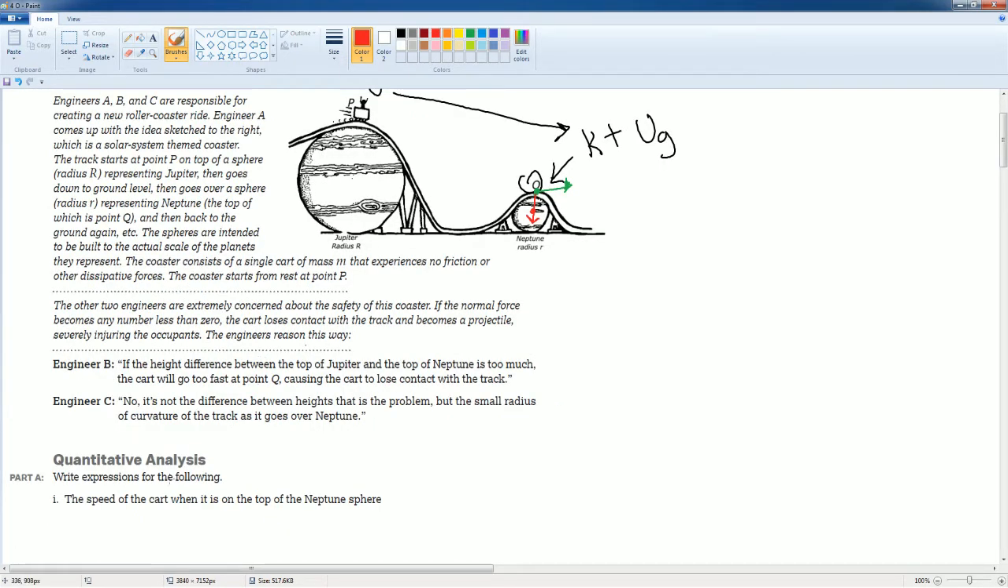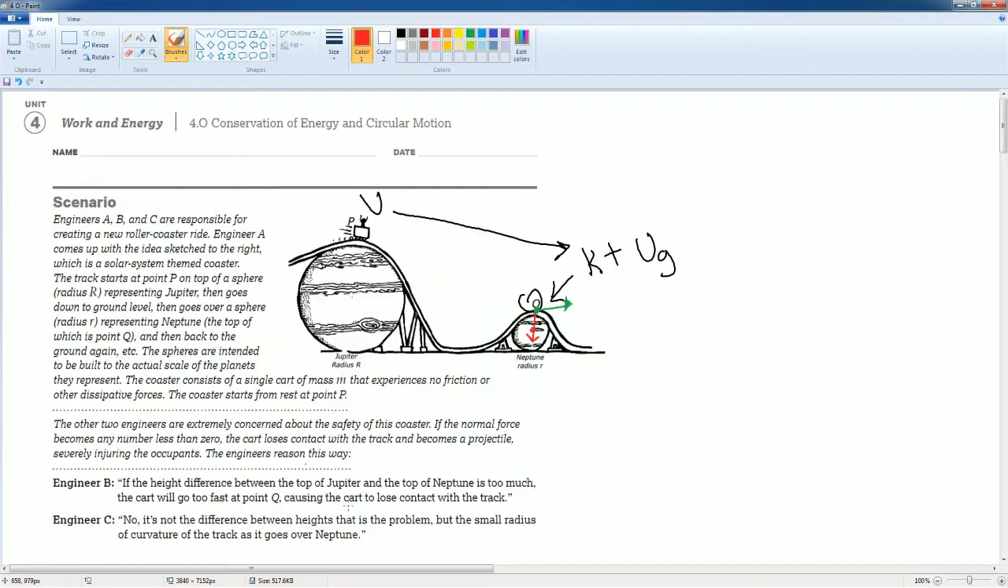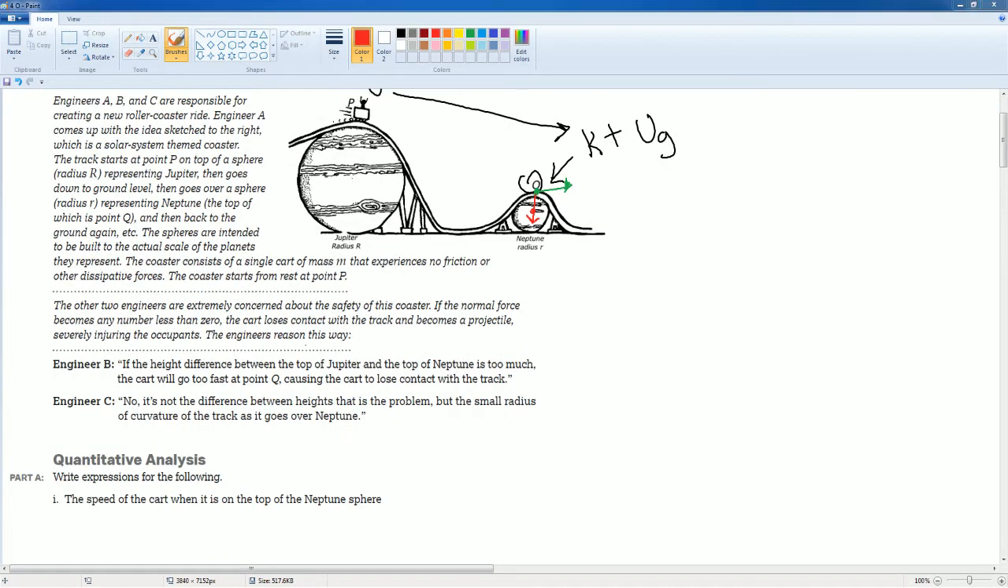Right, so the first question asks, what is the speed of the cart when it is on top of the Neptune sphere? So it's on top here. We're looking for V. So we're going to use our conservation of energy. All the potential here is going to be equal to kinetic and potential here. All right, let's see that.